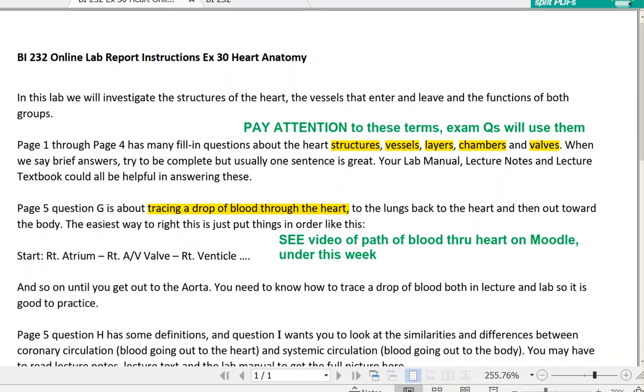The first thing I want to draw your attention to is the words we're going to use on questions. I've made a little note right here. These words, structures, vessels, layers, chambers, valves, are the words that you're going to see on questions. So make sure that you're able to answer. If I have a line pointing at something and I say name the structure, I could have the very same line pointing at that very same thing and say name the chamber, and it would be a different answer.